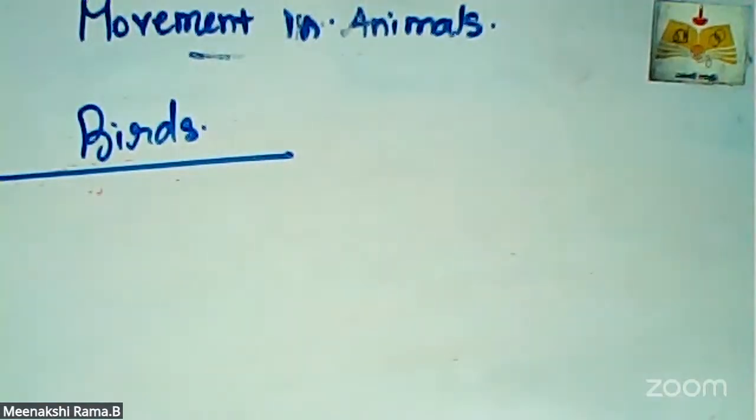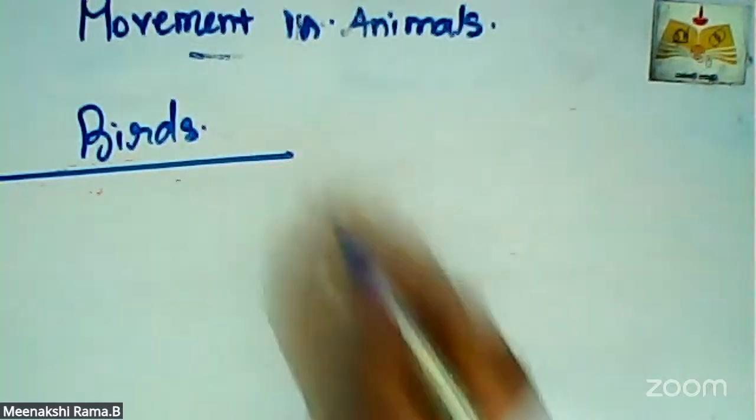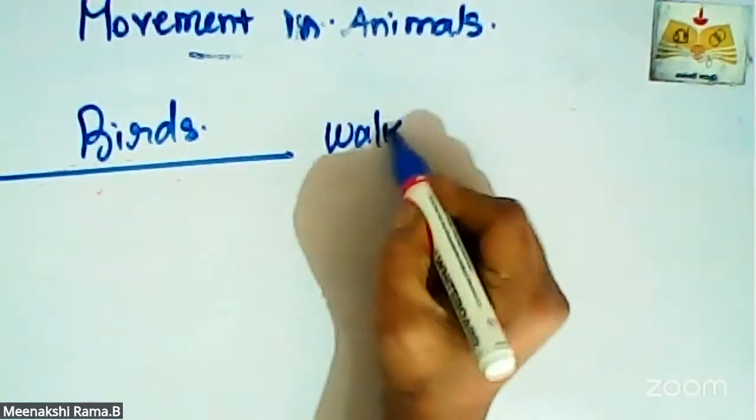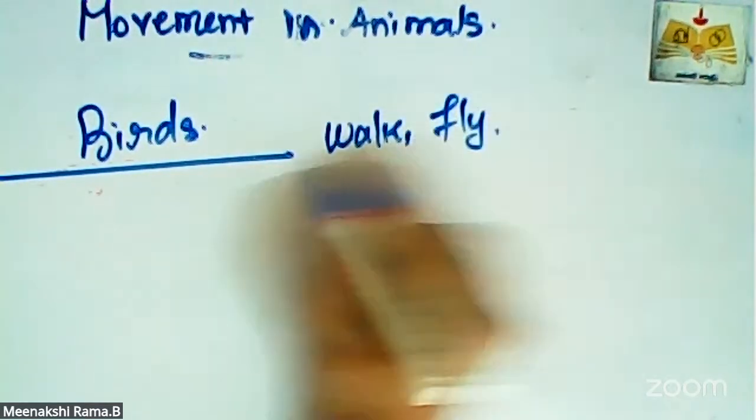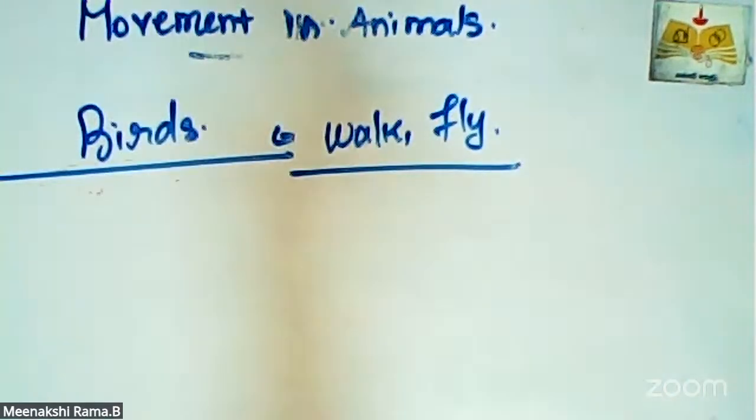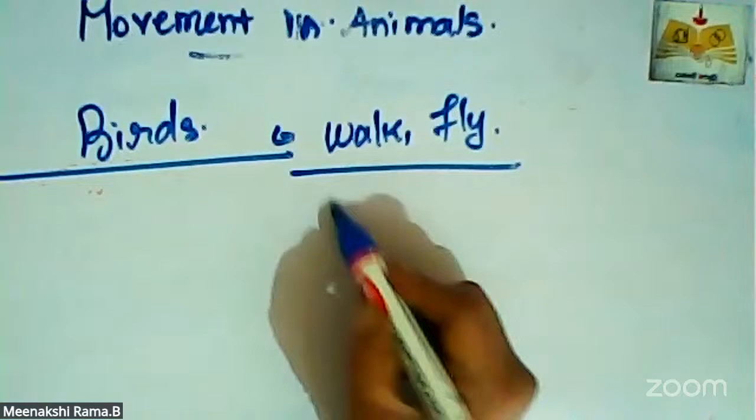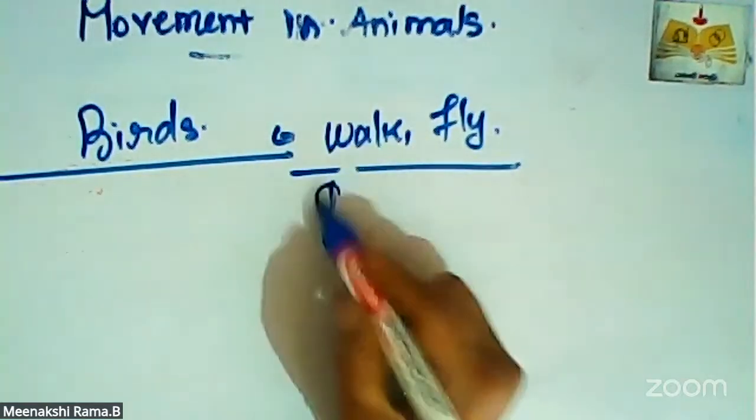Yes, birds can walk on the ground as well as fly. Walking and then flying, these two are possible in birds. Okay, so some birds can also swim in the water. Yes, duck. Some birds swim in the water.